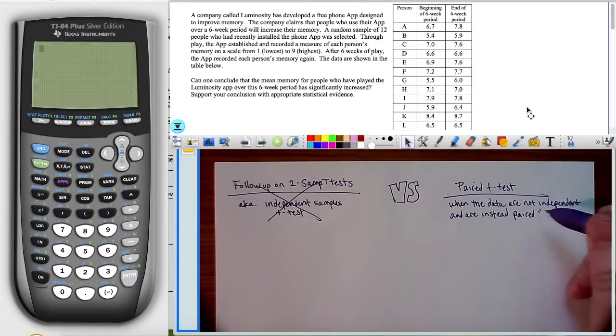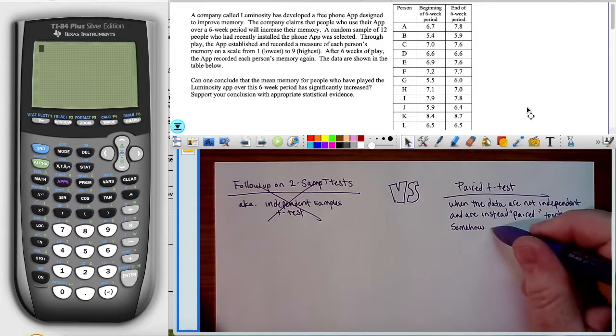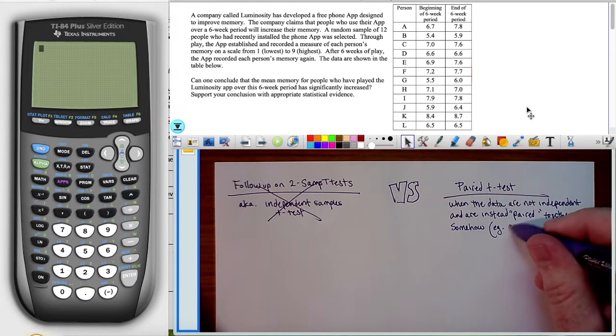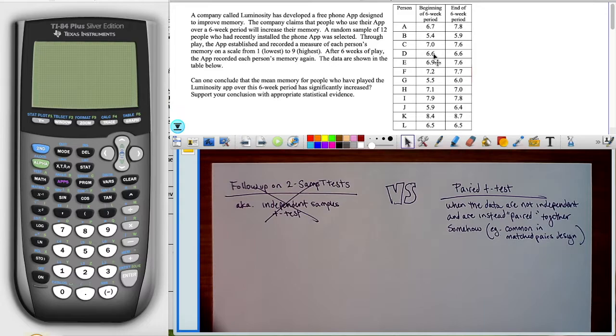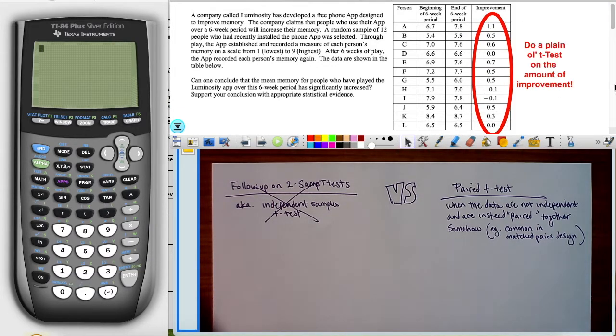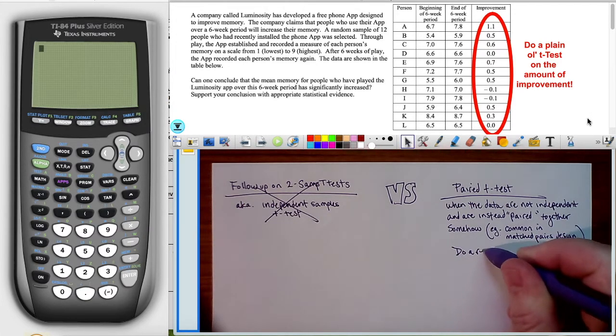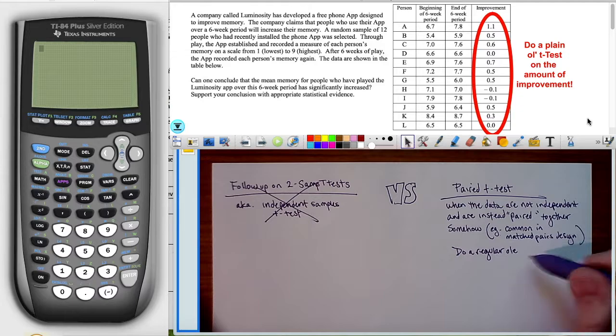So the individuals, the 12 individuals, are not independent of each other. This is pretty common when you are looking at matched pairs designs, where you have the same person going through two different treatments, but they're definitely not independent. So the upshot is we want to try and not do a two-sample t-test. We want to do a regular old t-test, a plain old regular one-sample t-test.